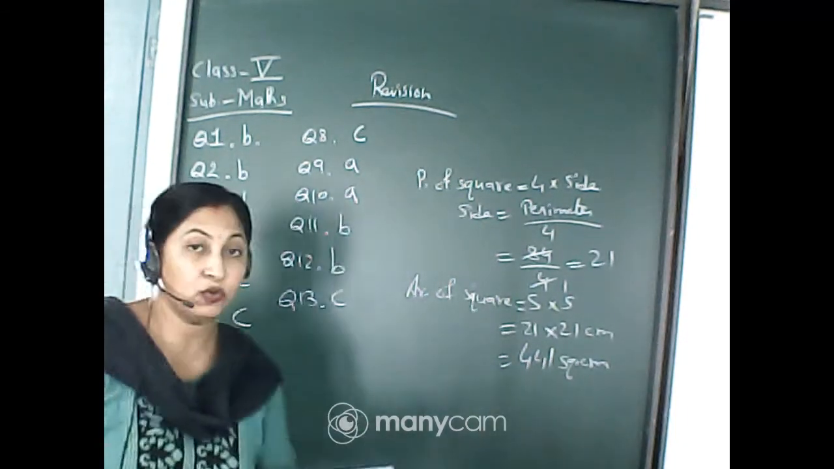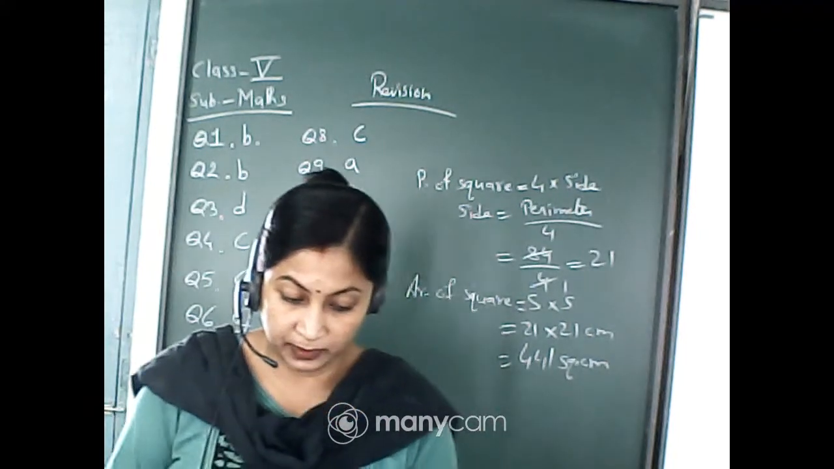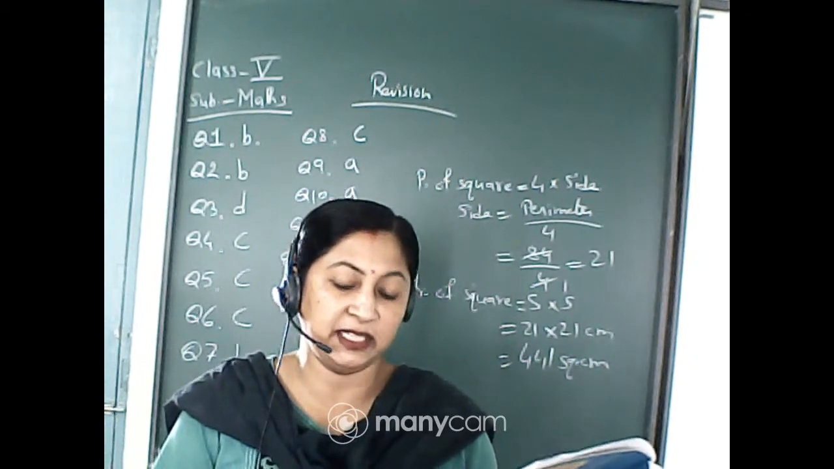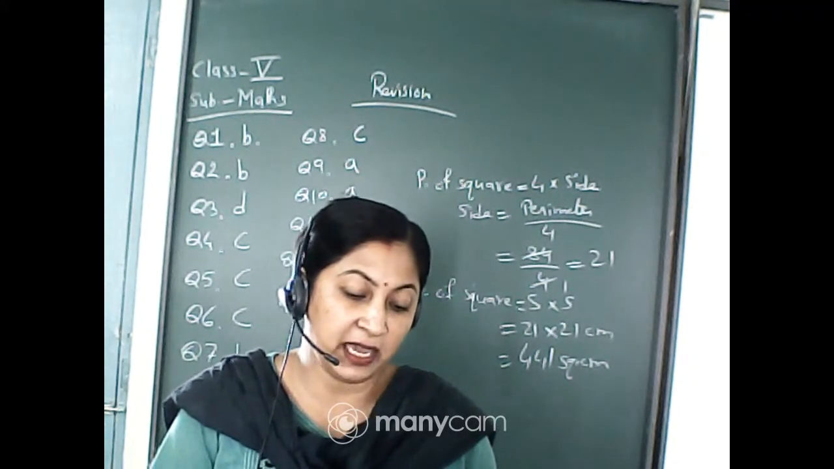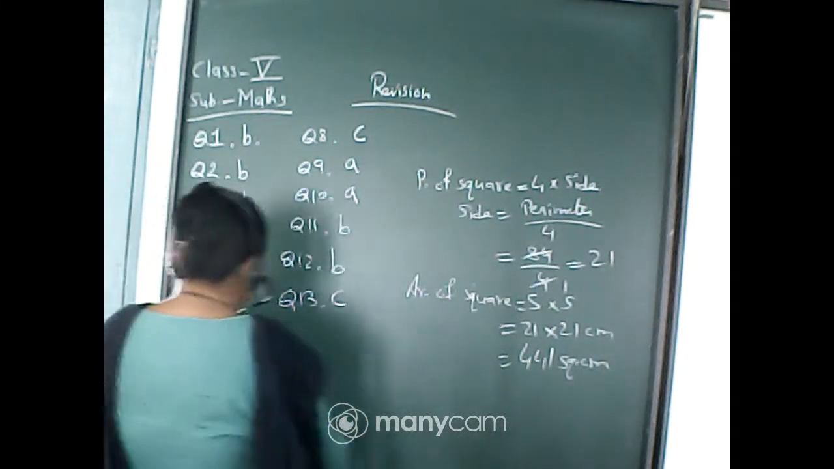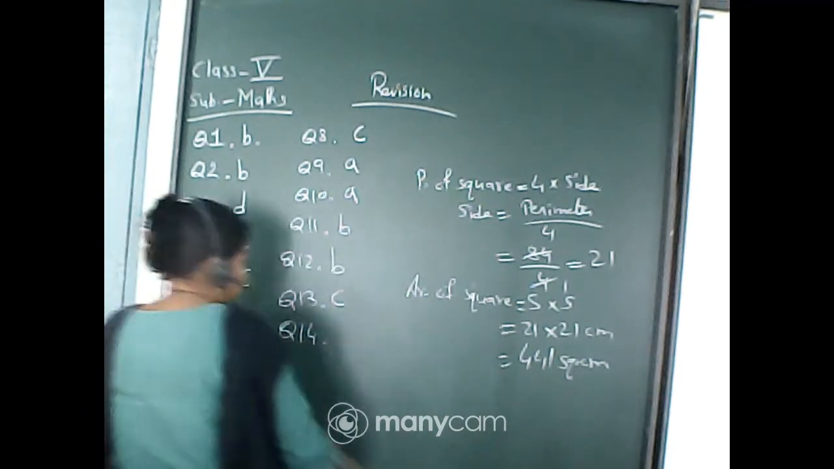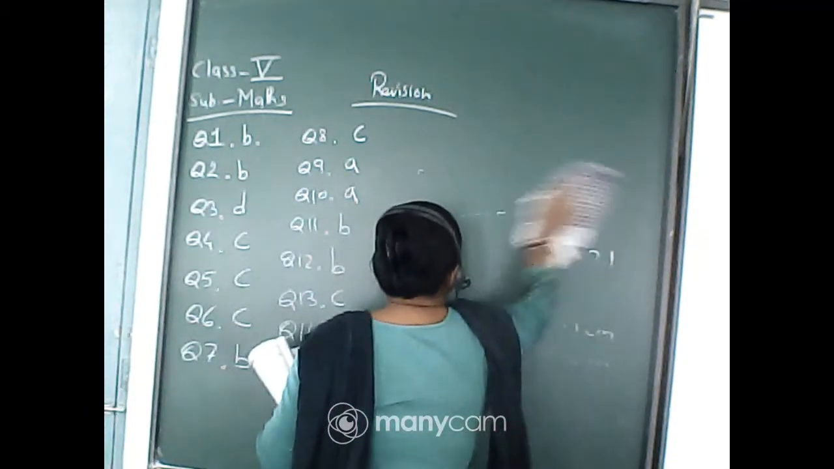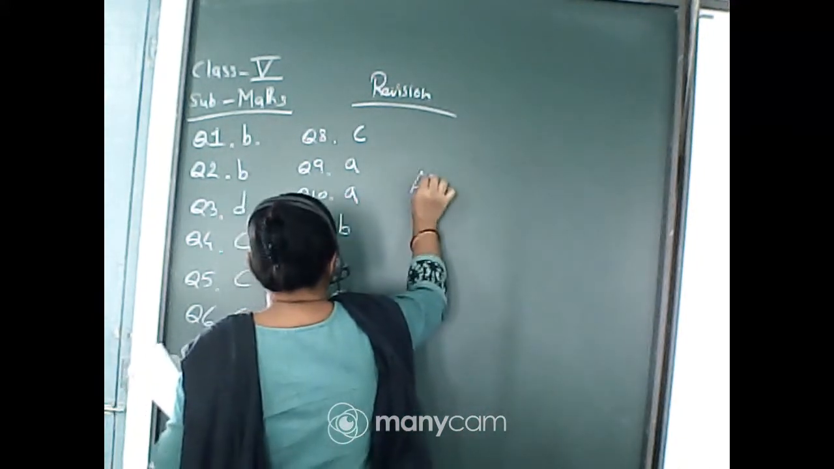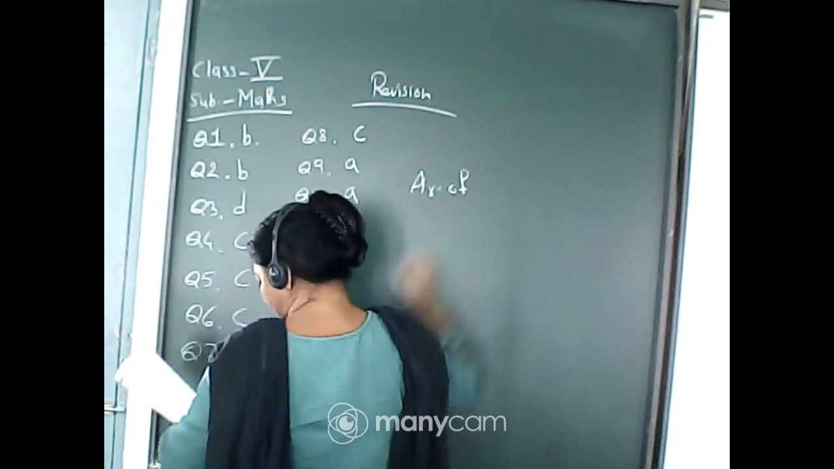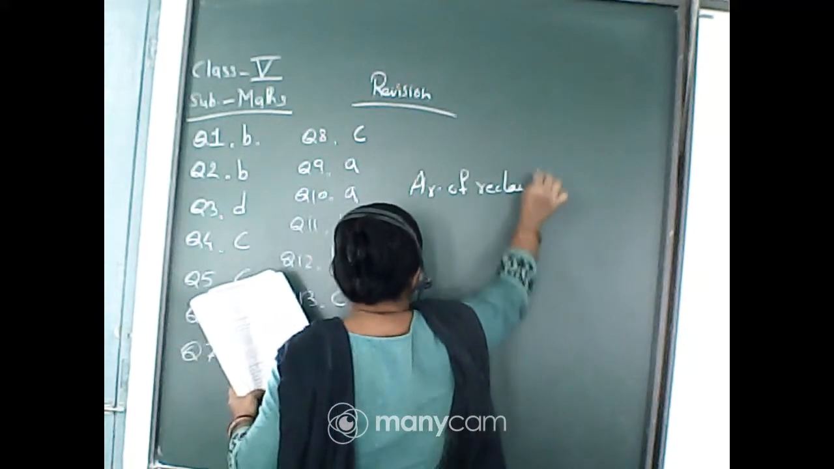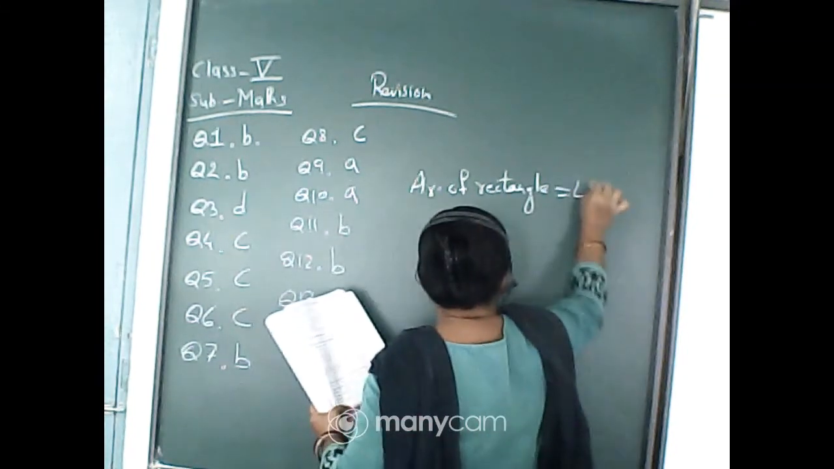Now come to the last question, that is 14. See, the length of a rectangle is 1.6 meter and its breadth is 75 centimeter. Then its area is. You have to find the area. Very easy, just to multiply, isn't it? So let us find for question number 14. Area of rectangle is equal to length into breadth.